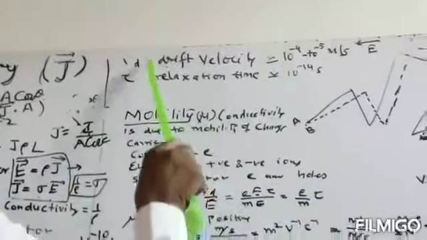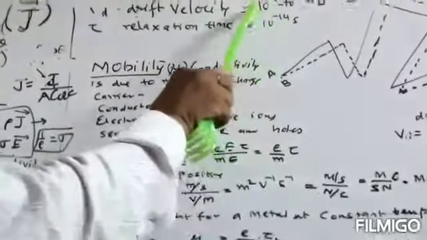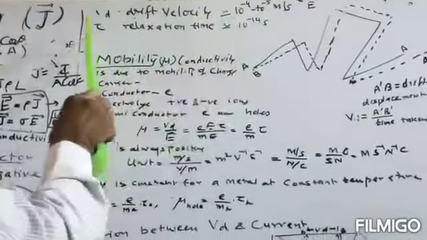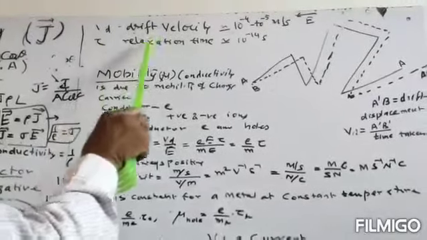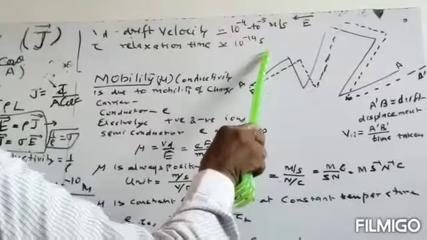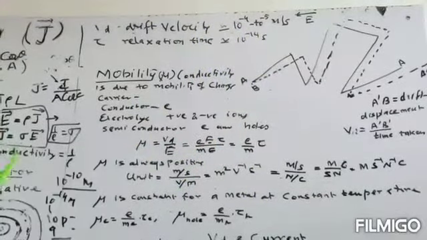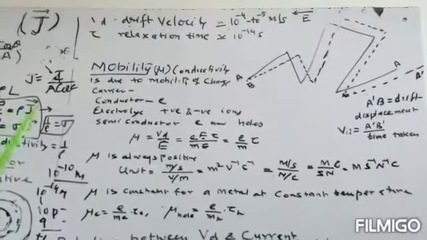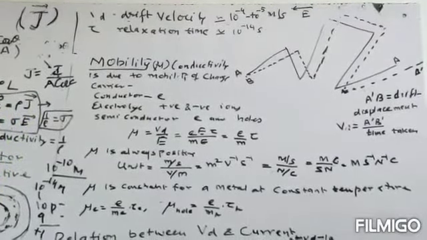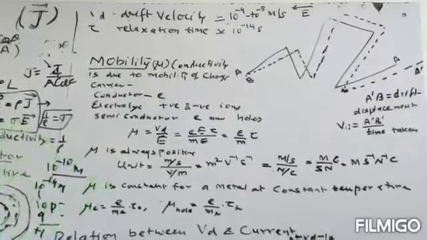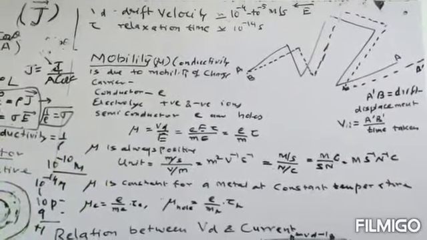So the drift velocity is of the order 10 raised to minus 4 to 10 raised to minus 5 meter per second, where the relaxation time is 10 raised to minus 14 seconds. So this is a very small time. Now how can we explain this phenomenon by the actual motion of the electron?